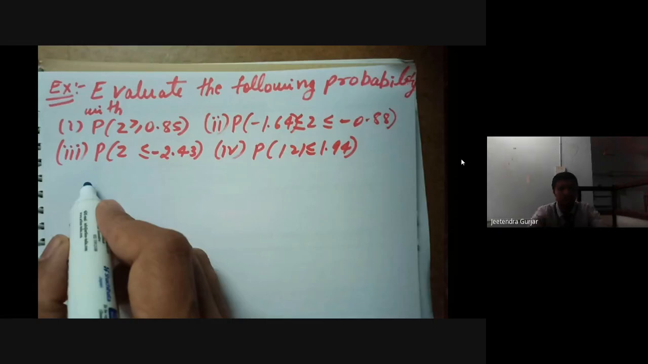Now we'll start. This is our question. Evaluate the following probabilities. First, p of z greater than or equal to 0.85. Second, p of minus 1.64 less than or equal to z less than or equal to minus 0.88. Third, the probability of z less than or equal to minus 2.43. And fourth, the probability of mod z less than or equal to 1.94, students. I will tell you how we are going to simplify. So we start the example now.